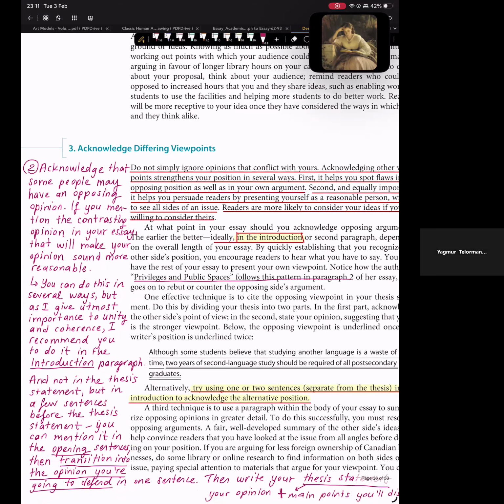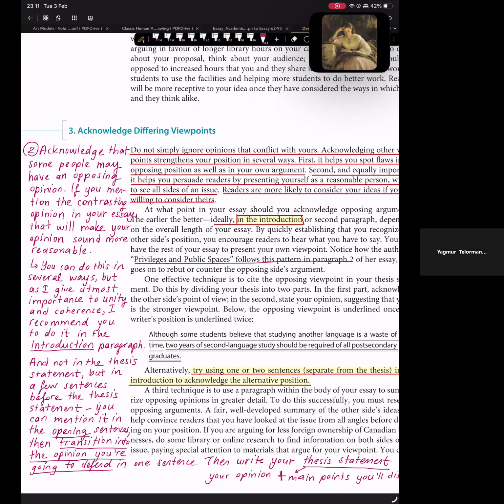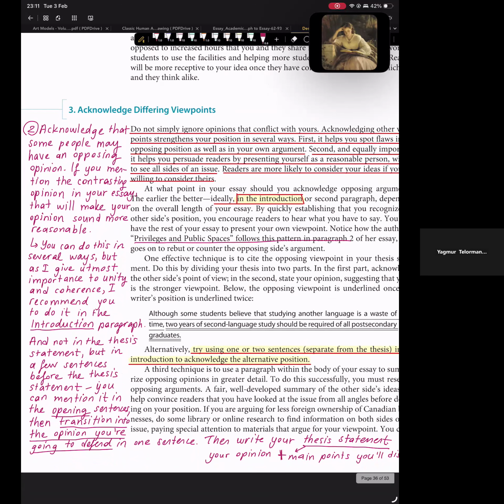And you can do this in several ways, but as I give utmost importance to unity and coherence, I recommend you to do it in the introduction paragraph. And not in the thesis statement, but in a few sentences before the thesis statement. You can mention it in the opening part, I mean, after you introduce your topic and before the thesis statement. You can mention the opposing opinion in a few sentences.